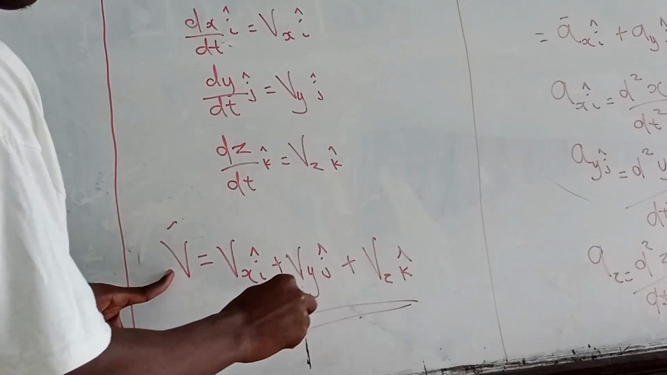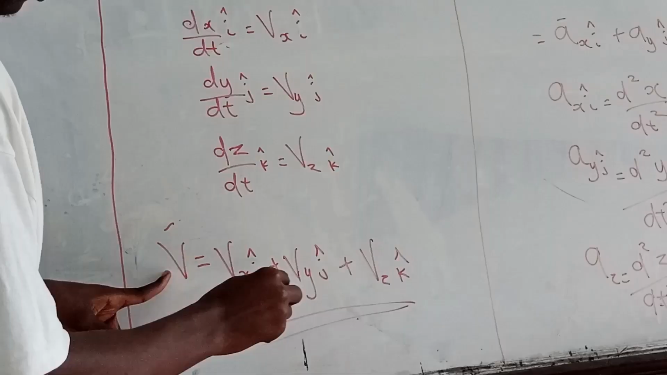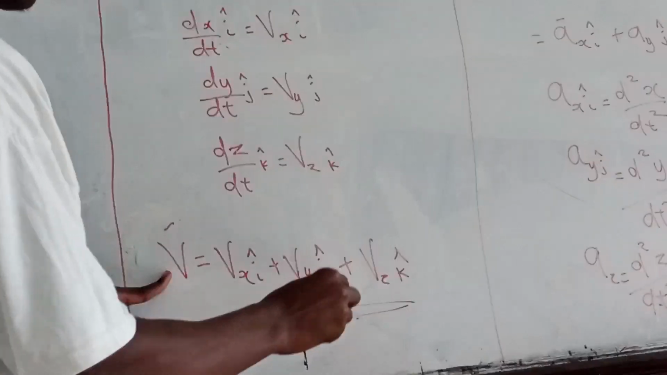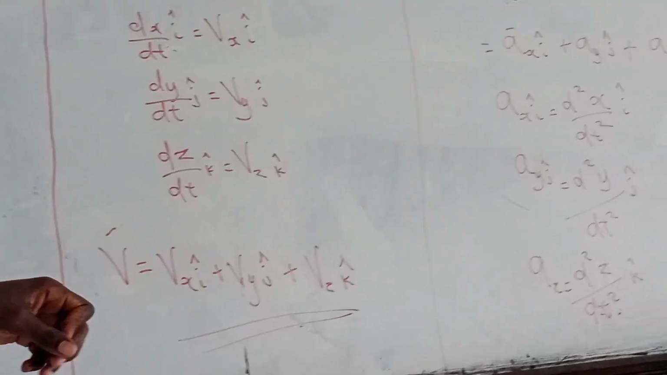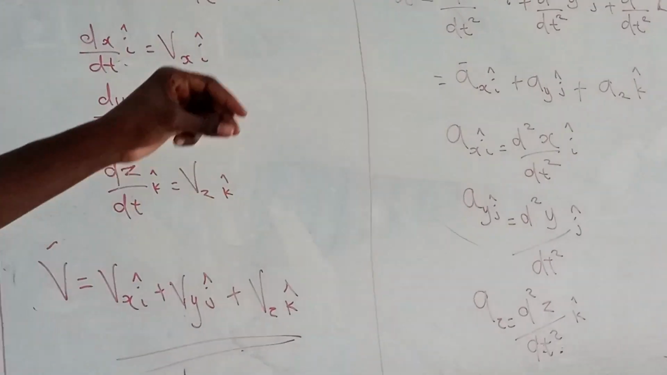So velocity we can represent as velocity is equal to velocity x in the i direction plus velocity y in the j direction plus velocity z in the k direction.